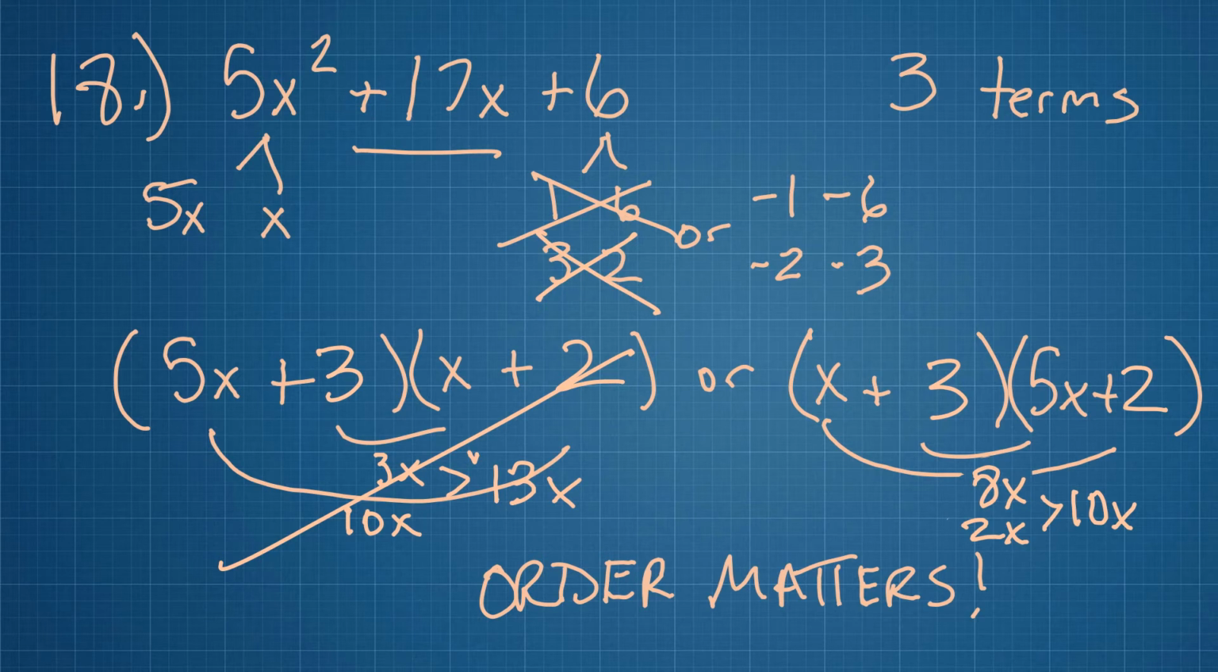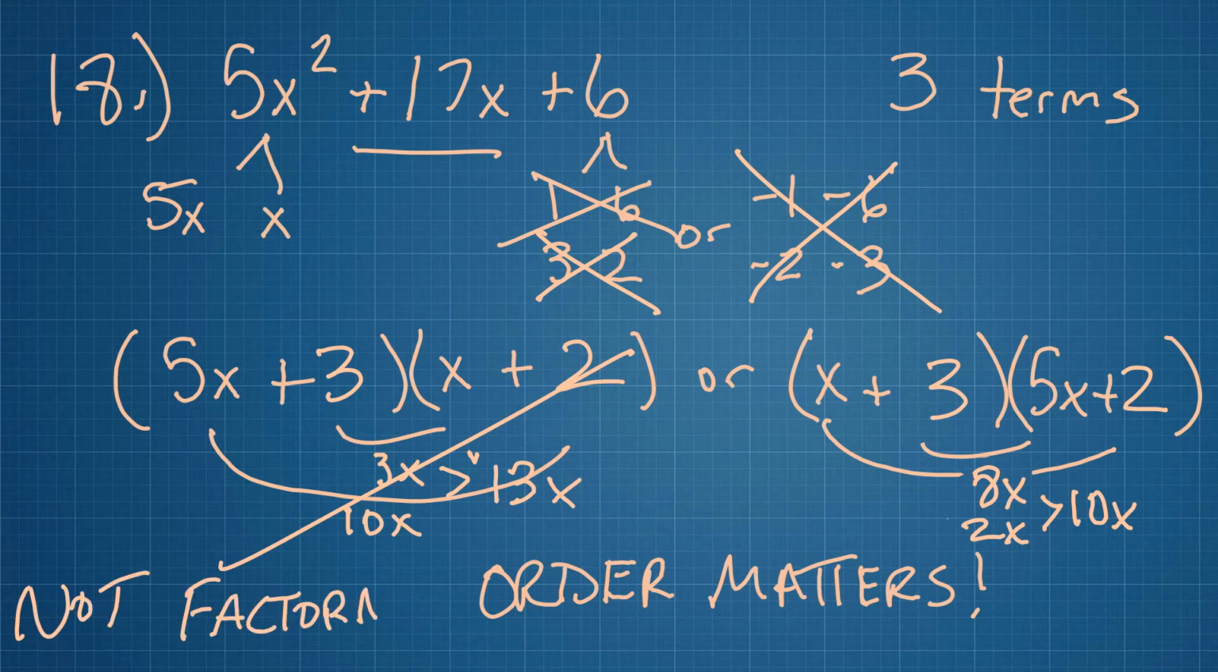I try it with all the negatives. The only way the negatives would work is if I had the same number but different signs. So if I were to have negative 10x there or negative 13x there, I would switch the sign. So I know those aren't going to work. So what I'm going to say is this is not factorable. I tried all the options and none of them worked. All right, moving on.